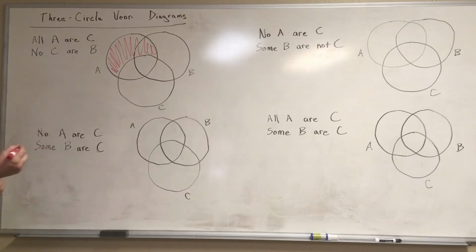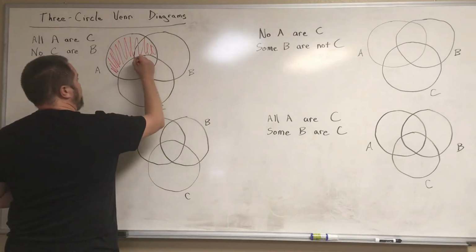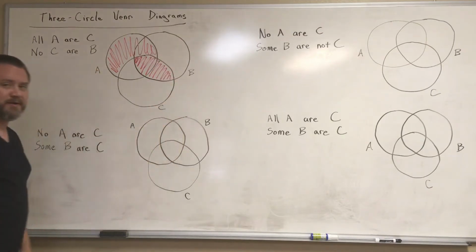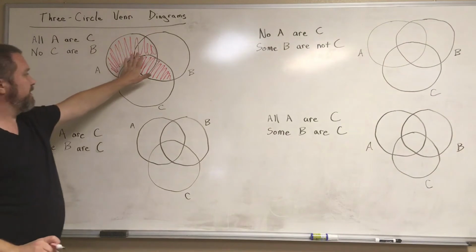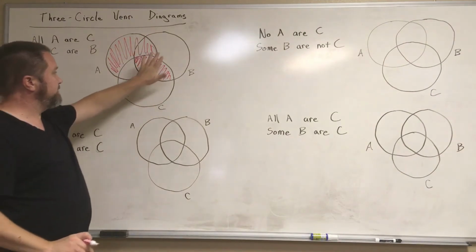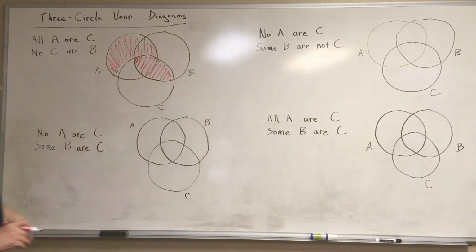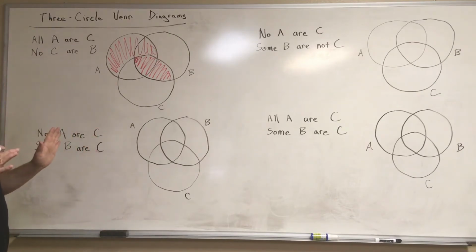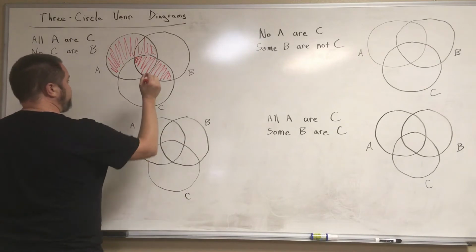So no C or B. And this is the opposite. We eliminate any crossover between B and C. So we're saying that nothing exists that is both a B and a C. So that's the easiest example. That's doing 2 universal premises. And universal premises always involve shading. Particular premises always involve the X, putting an X in a spot.